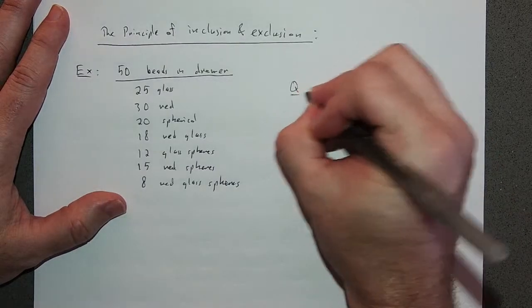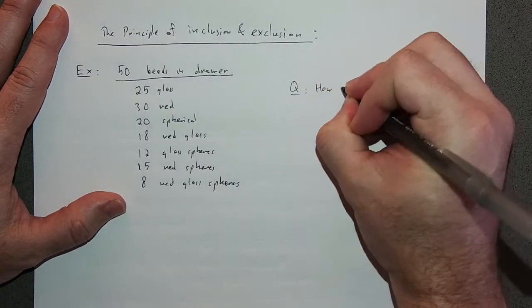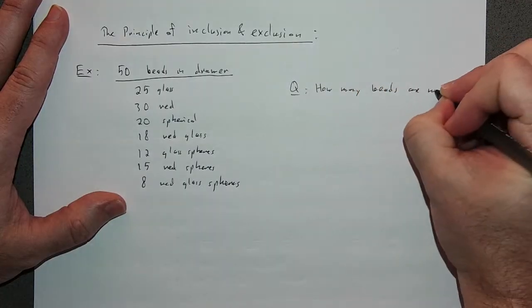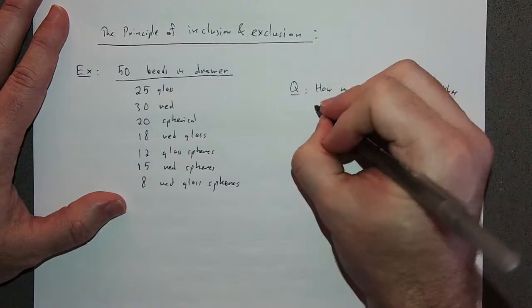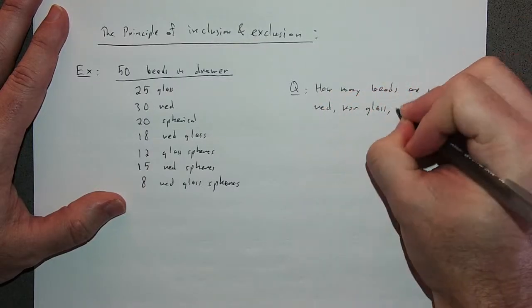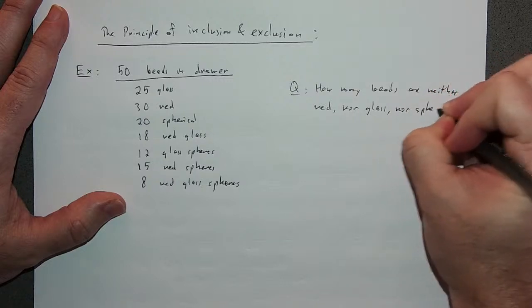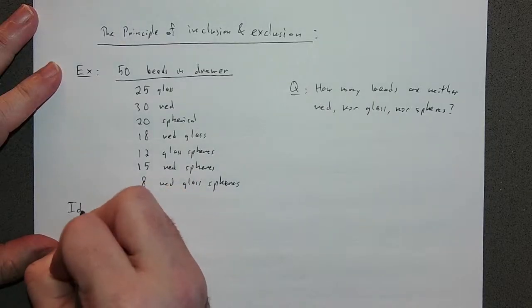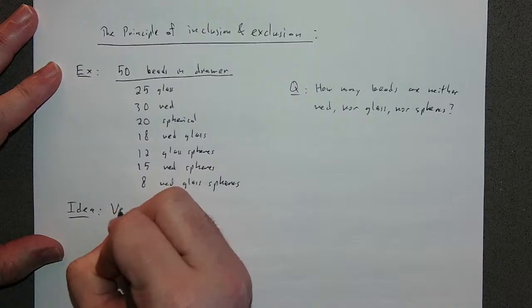Question: how many beads are neither red nor glass nor spheres? So the idea is to use a Venn diagram.